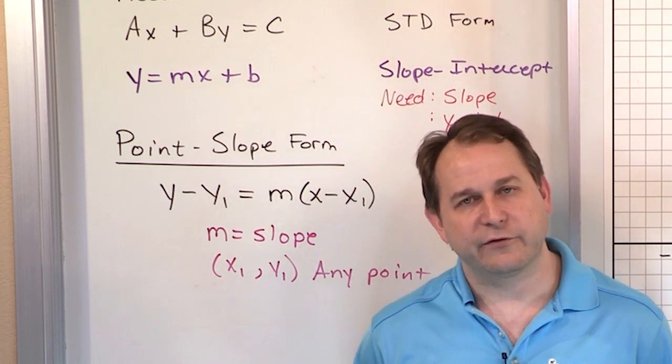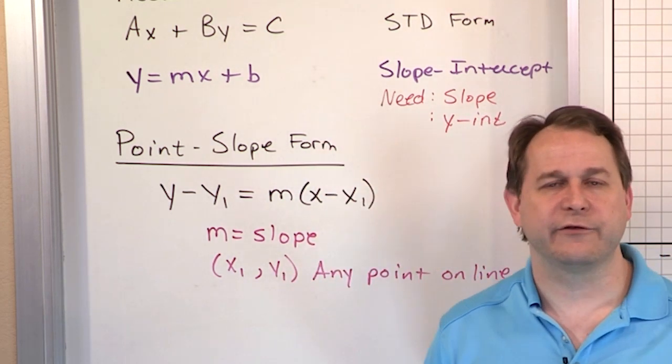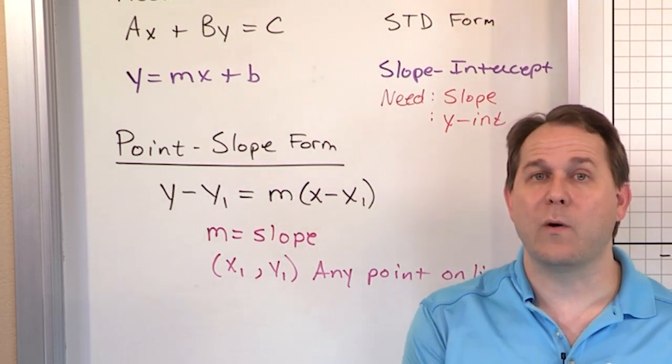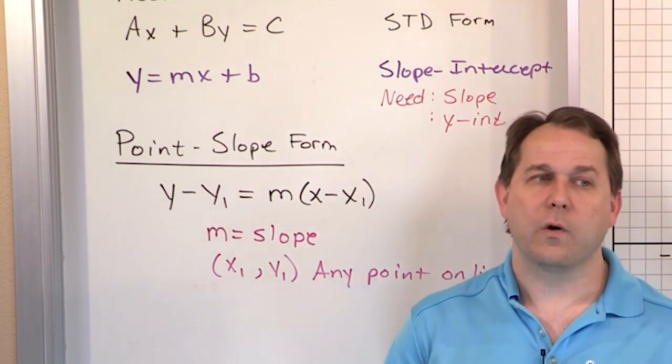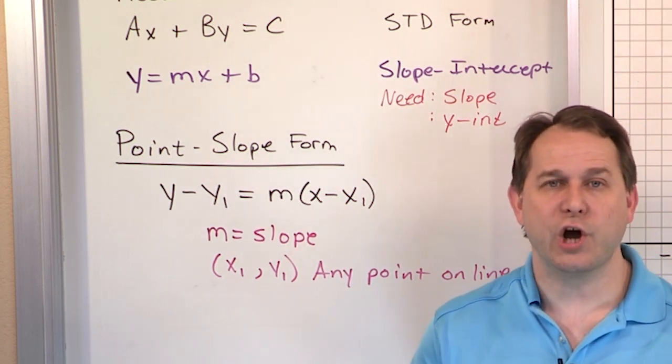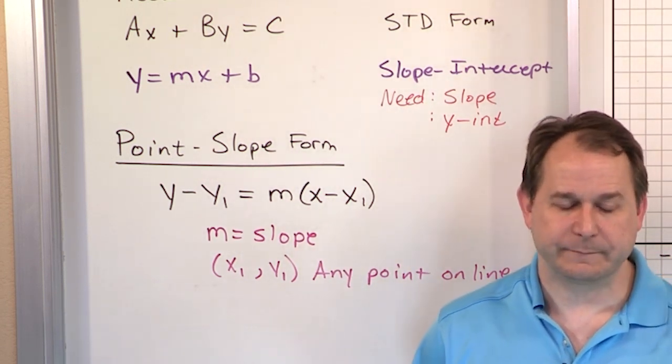So the answer to the question is, why do we have so many different equations for lines? Well, the reason is because in real life, I might know the slope and the y-intercept, so I'd use that one, or I might know the slope and some other point, and then I would use this one. So it depends on what you know as to which one you use.